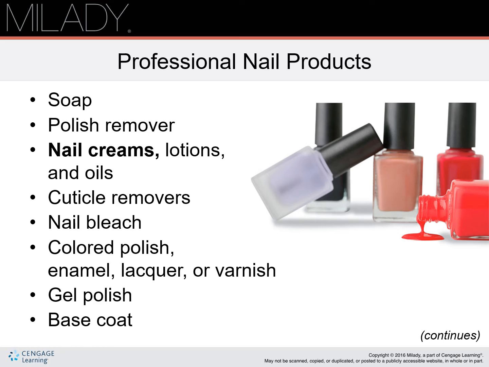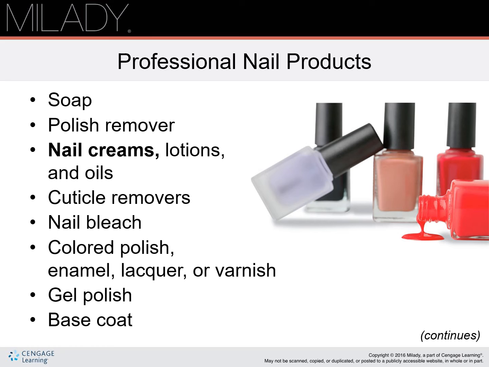The next product I'm going to talk about is a cuticle remover. These are designed to loosen and dissolve the dead tissue from the nail plate for an easy removal. They typically contain 2 to 5% of sodium or potassium hydroxide, plus glycerin or other moisturizing ingredients.